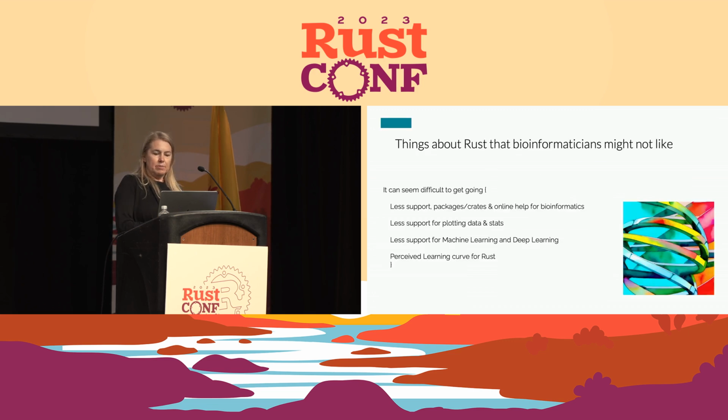So there's a few things about Rust that bioinformaticians might not like quite so much, so it can be a bit difficult to get going, and obviously there's a lot less online help than for Python. And some of those people are still in the lab, so they're going to be trying to do things quickly and they don't really want to be spending a lot of time learning. There's less support for plotting data and stats compared to R, and less support for machine learning and deep learning, which is going to be absolutely massive in biology. And there's this kind of big perceived learning curve for Rust.